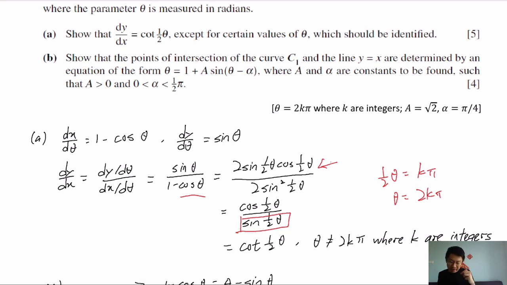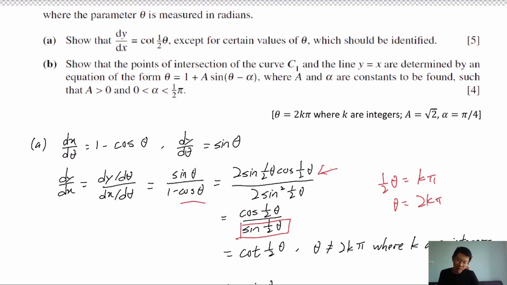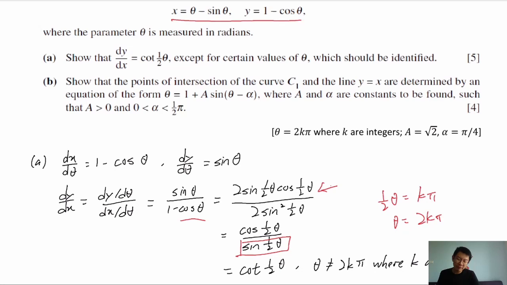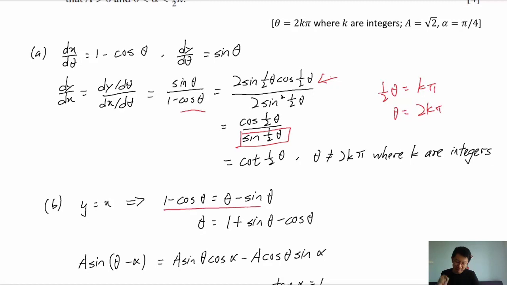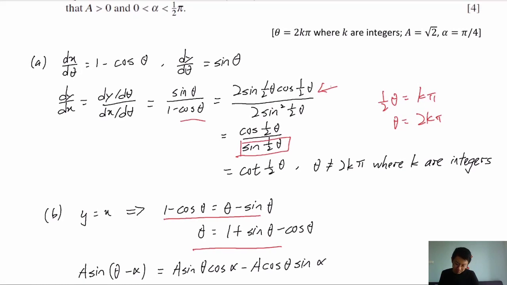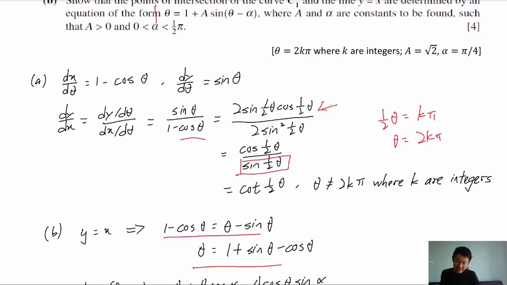The second part is to look at the point of intersection of the curve and the line y equals x. Because we have the relationship given, y equals x, we equate the relationship for y and x in terms of theta. Once we equate that, this is what we get, and we just rearrange a little bit to get this. We can actually get the equation in this form, theta equals 1 plus something else.